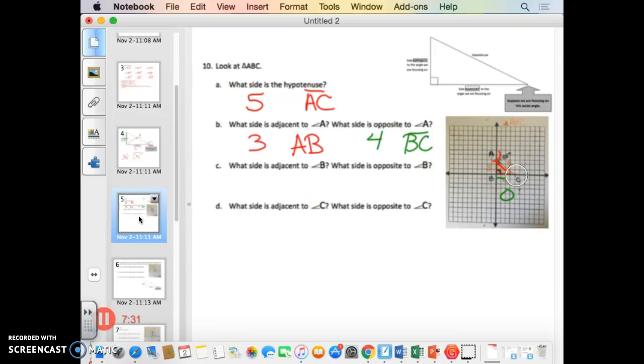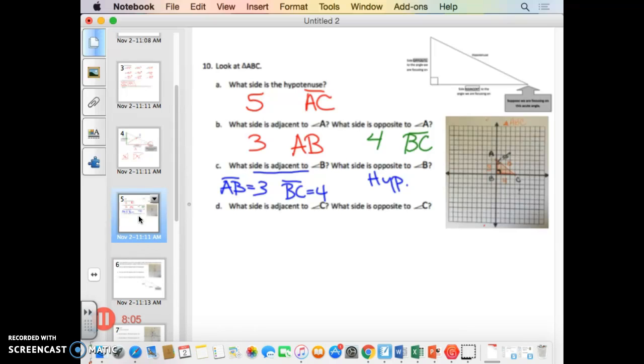Okay? Now we're going to look from angle B. So that was looking from angle A. Now we're going to look from angle B, and you'll notice things are a little bit different. The hypotenuse stays the same, but when it says what side is adjacent, there are two sides that are adjacent because angle B is the right angle. So the side adjacent is AB, which equals 3, and BC, which equals 4. Okay? And the side opposite is the hypotenuse, because it is the right angle.